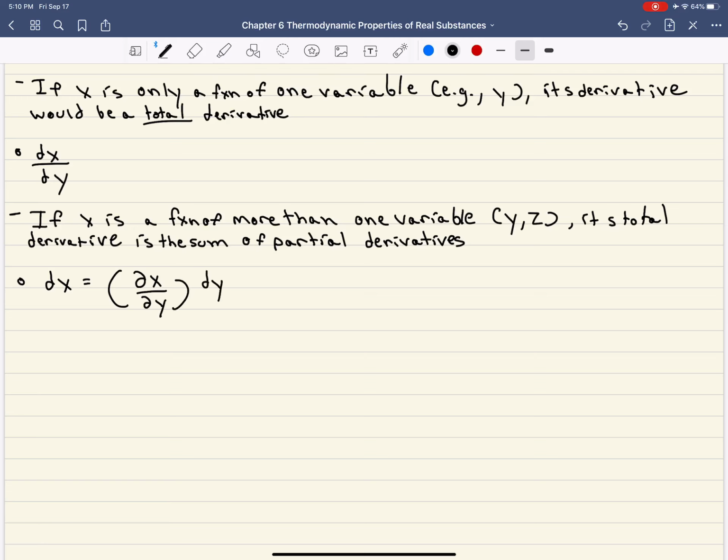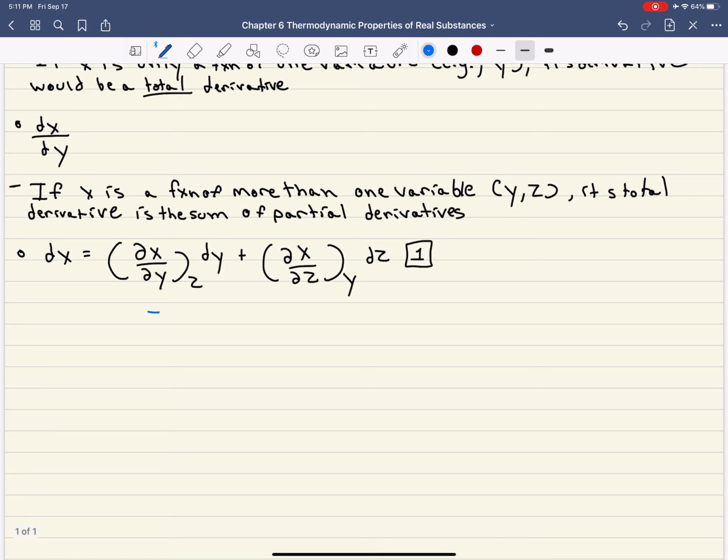(∂x/∂y) at constant z dy plus (∂x/∂z) at constant y dz, and there should be a z here. Okay? So I just want to explain the notation that I'm using. So these curly d's, those indicate what we call a partial derivative. And the variable that's outside the parentheses here, this is a variable that's being held constant.